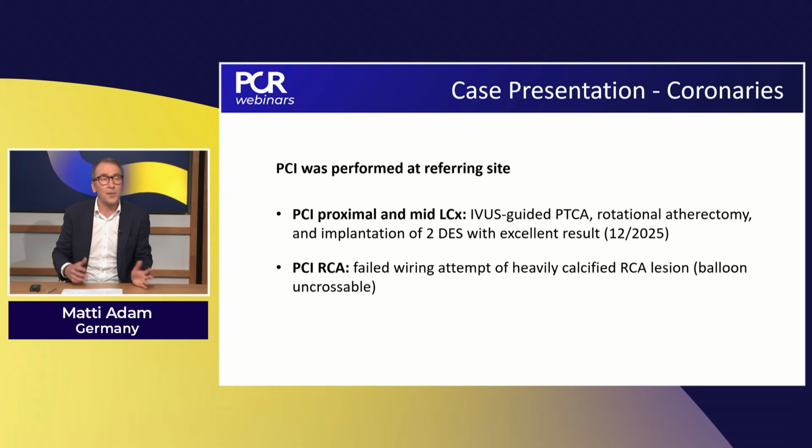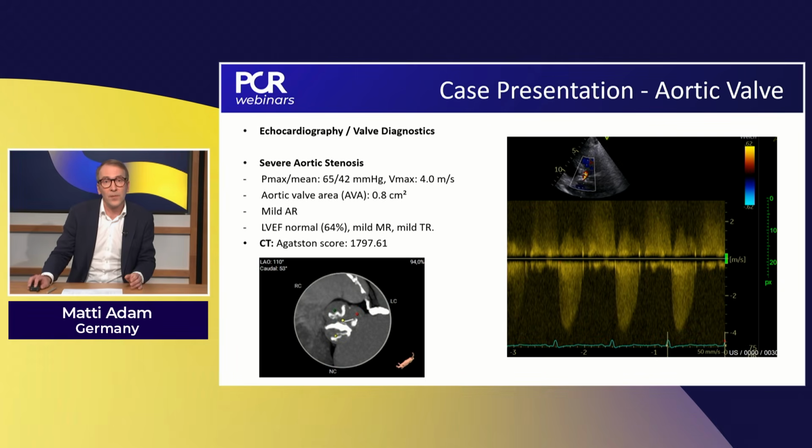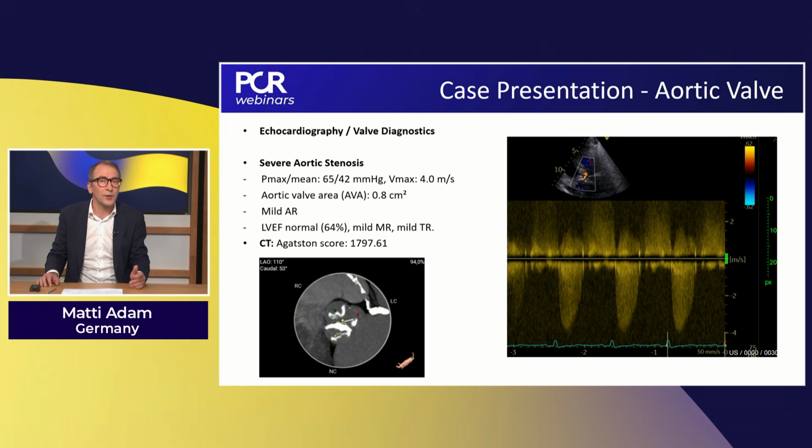Yeah. But there's something that we need to be aware of and watchful for, data that's coming up, and see how that goes, right? And so the aortic valve workup here, you see clearly high flow, high gradient aortic valve stenosis. Pmax mean is 65/42. Aortic valve area is 0.8. Mild AR, normal ejection fraction preserved, and mild MR, mild TR, so clear-cut regular case, I'd say.